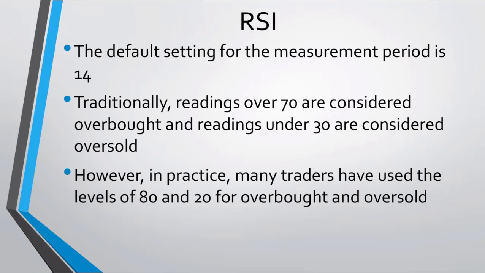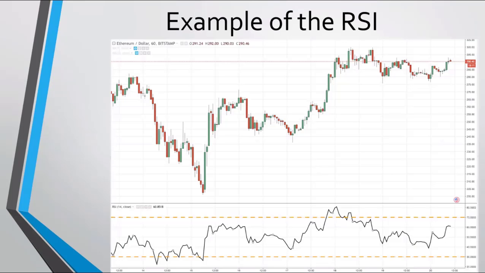However, in practice, many traders have also used the levels of 80 for overbought and 20 for oversold instead of the 70-30. And it really depends on what period you use. If you're going to use longer periods, a lot of times people lower the levels. If you're going to use shorter periods, a lot of times they raise the levels.